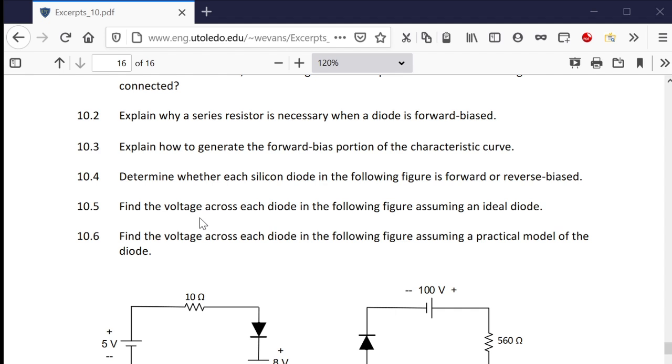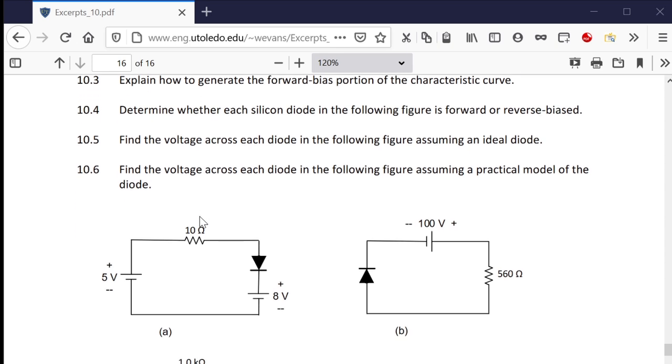Explain how to generate the forward bias portion of the characteristic curve. So how do you generate it? You put the diode in the forward direction, and you put a resistor in series with it, and you start measuring the current as you go up the scale. You go up in small increments until you get past 1 volt, and then you can go up in 1 volt increments.